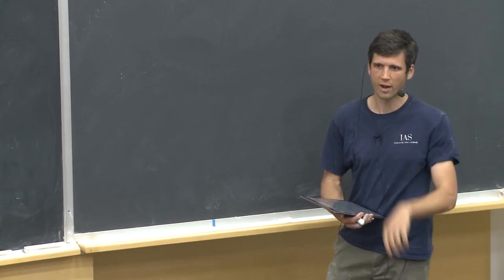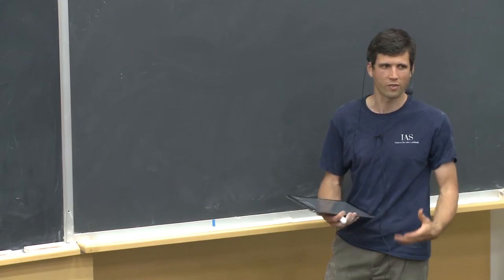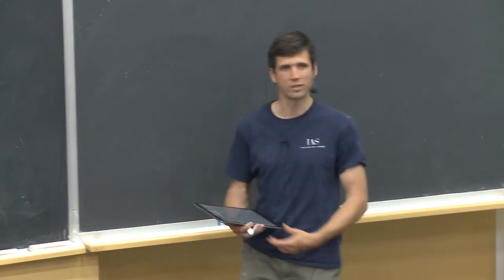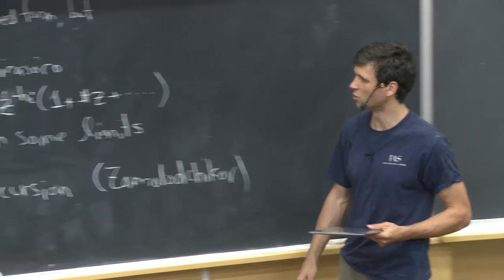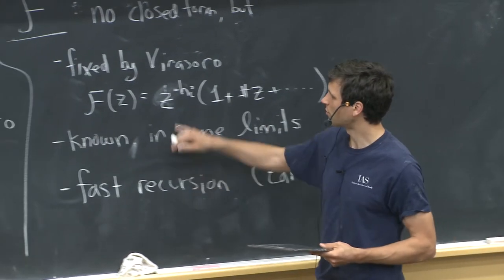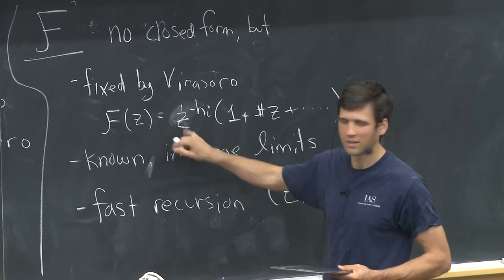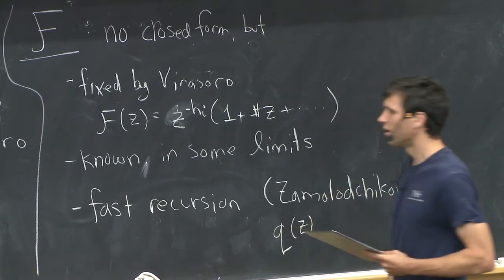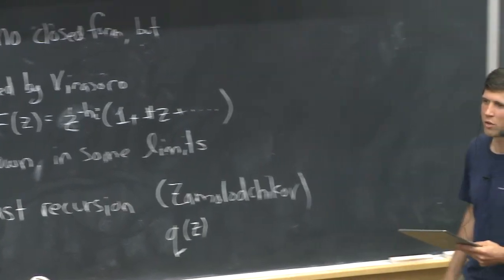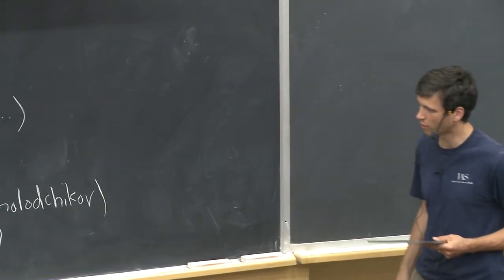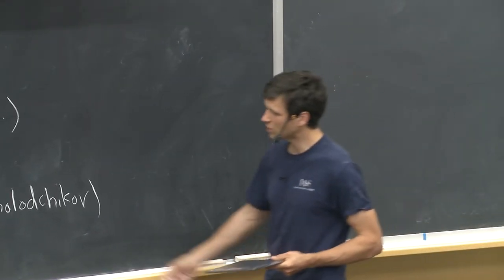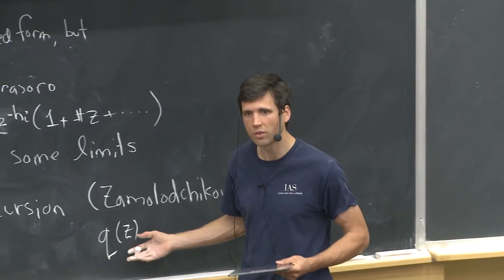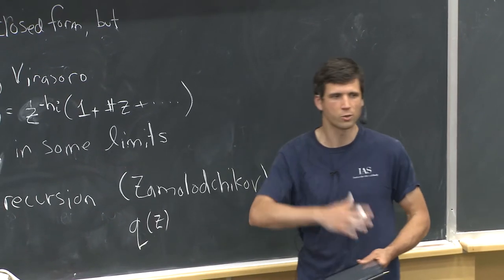Okay, so in practice, these Virasoro blocks really aren't that bad. You can calculate them by this recursion. Well, actually, the recursion is not in the variable z. It's in a variable called q. So q is a more efficient way of encoding these blocks. It's an elliptic function of z.